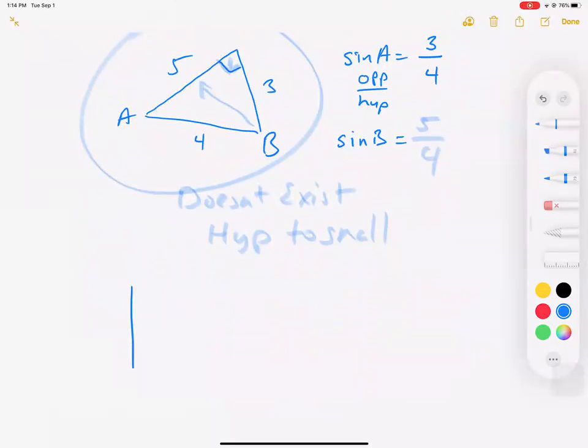Okay, I'm going to draw it this way. We'll do 10, and then we'll do 6 and 8. Call this A, B, and C. What is the sine of angle A? And then what is the sine of angle B? Okay, come up with those two answers. Tell me what the sine of A and sine of B is.